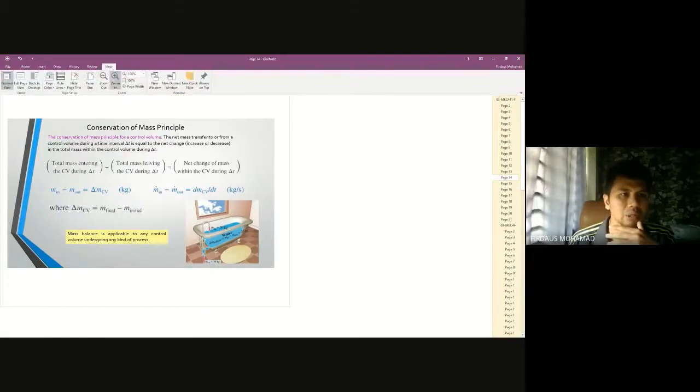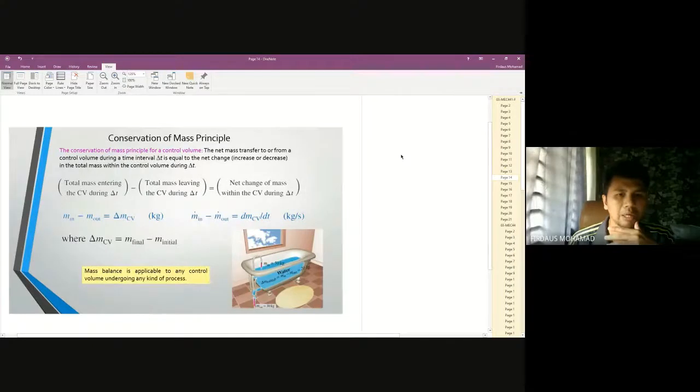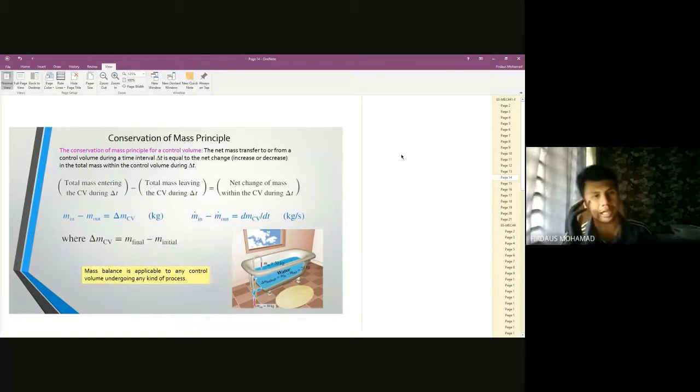Okay, so now we applying the conservation of mass. How to describe the conservation of mass principle? Okay, so in words, conservation of mass equal to the net mass transfer to or from a control volume during a time interval delta T is equal to the net change, increase or decrease, in the total mass within the control volume during delta T. Okay, so yang ni bahasa dia lah.